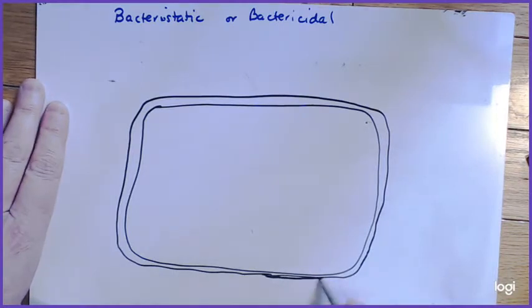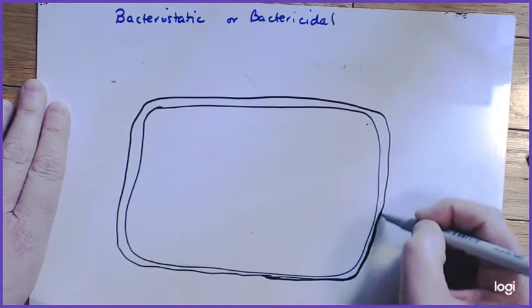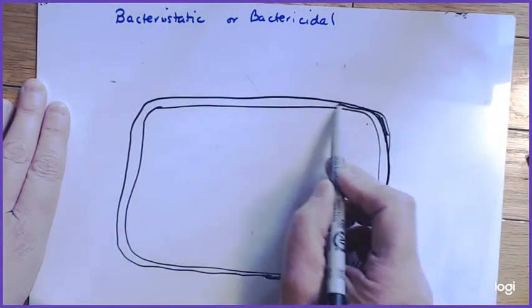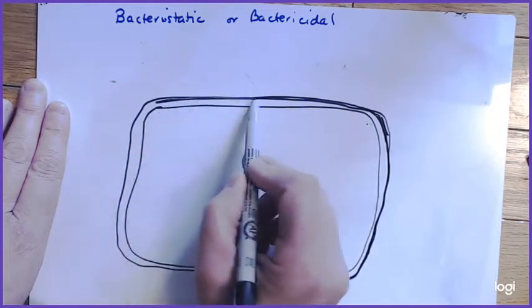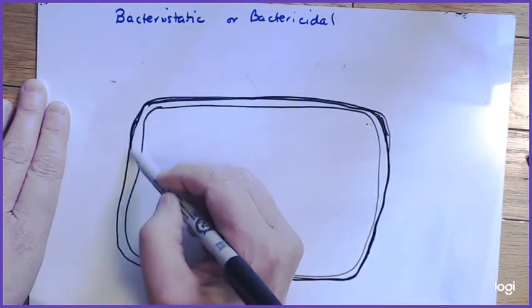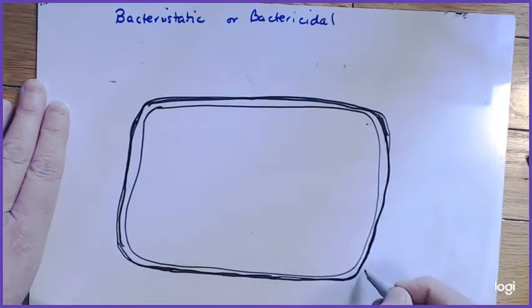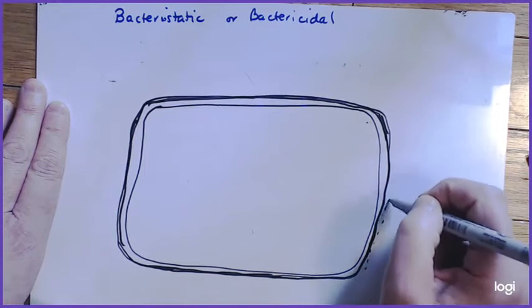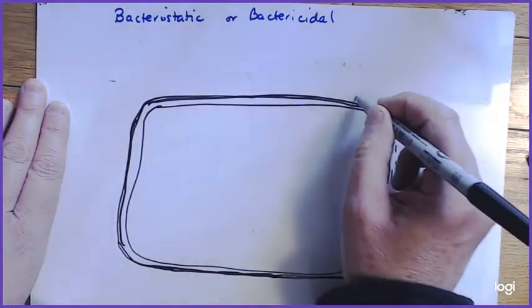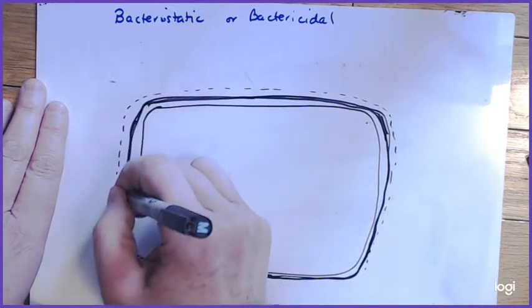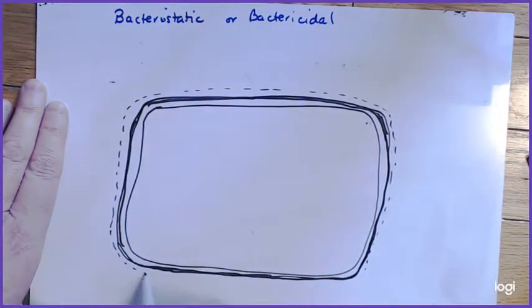Okay, so this is our thicker cell wall around the outside of the cell membrane. And then remember, some bacteria, the ones that are gram-negative, also have that LPS layer around the outside. So if they're gram-negative, they're going to have that fatty lipopolysaccharide layer around the outside.